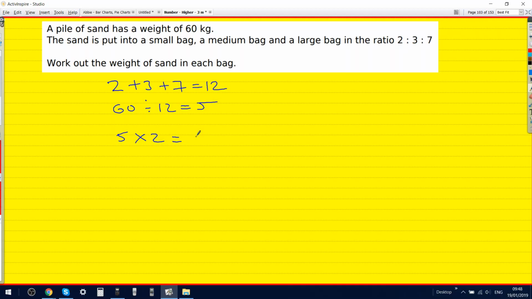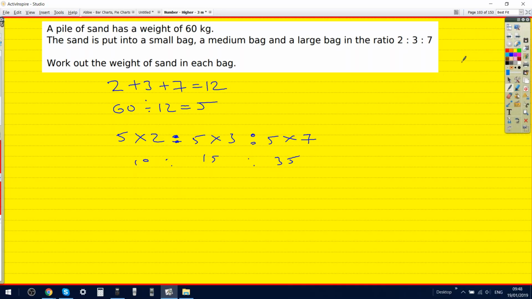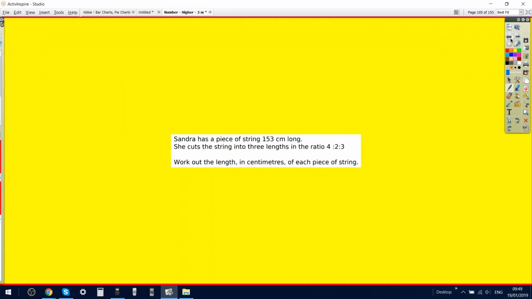And so which one would that be? Oh, the sand in each bag. Oh, yeah. So it's 5 times 2, 5 times 3, 5 times 7. That's your answer. Okay, that's fine. And how can you check if it's correct? If you add them all up, it should add up to 60. Yeah. Okay. Each string is cut. Okay.